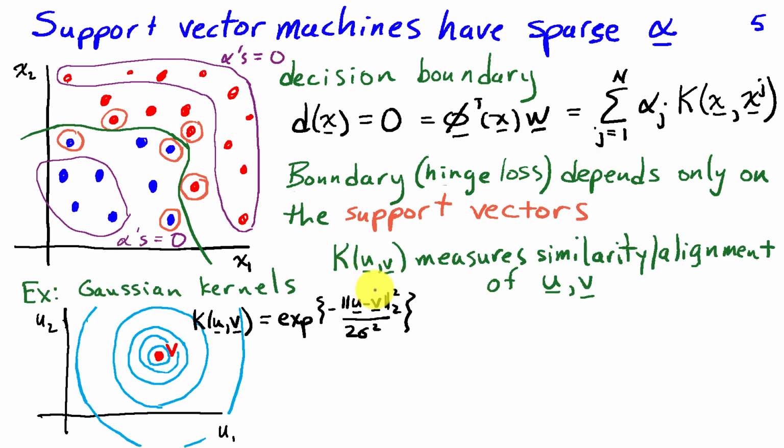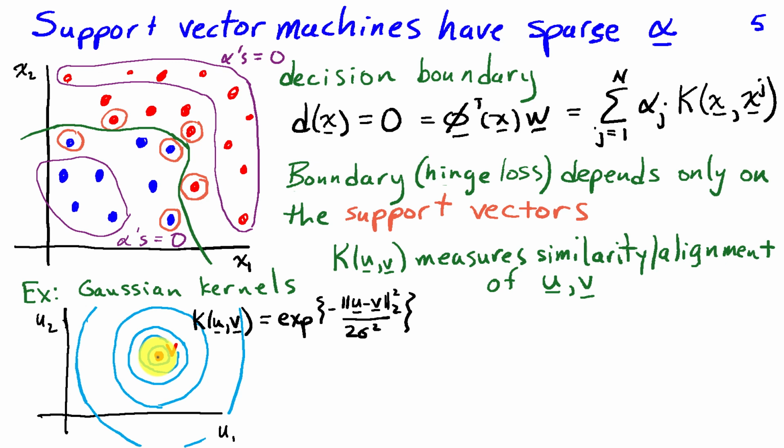Now remember, the kernel measures the similarity or alignment of the two vectors. And we talked about kernels involving inner products of u and v, but the most commonly used one is the Gaussian kernel, and that one takes the 2 norm of the difference between u and v, and it puts that in an exponential normalized by 2 sigma squared. So this creates a bump.